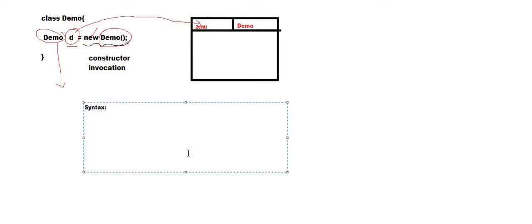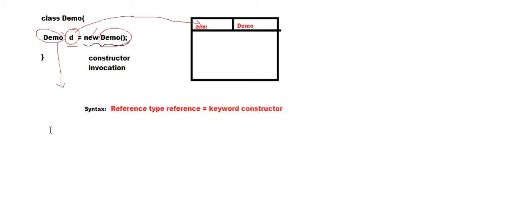I'll increase the font size and make it red, so that it is highlighted in your mind also. First of all, we have to give the reference type. What is the reference type? The reference type is nothing but the class name, and then we provide the reference, which can be anything. Then we have the new keyword, and the constructor. So this is the syntax of creating an object in Java.